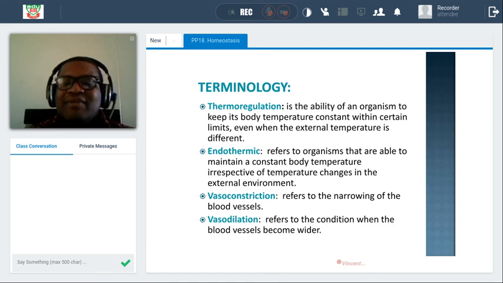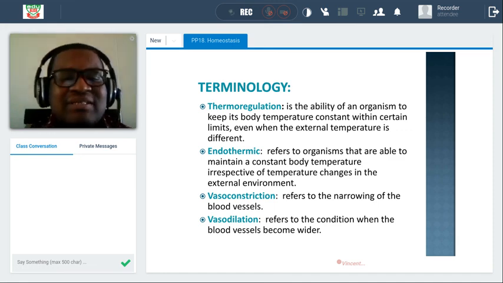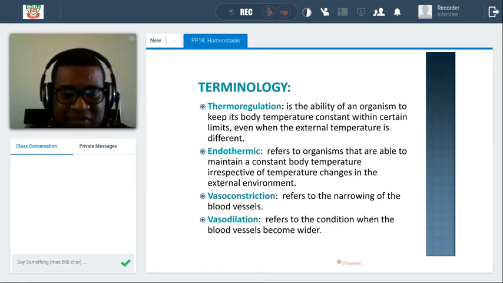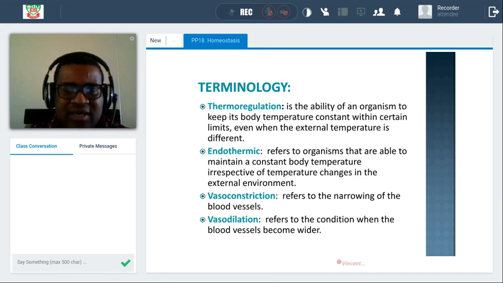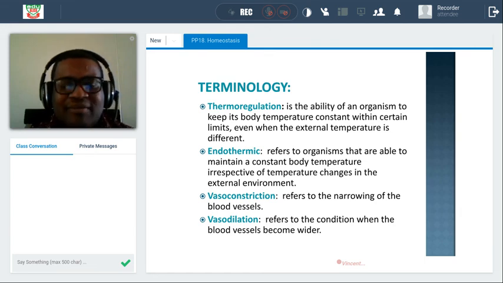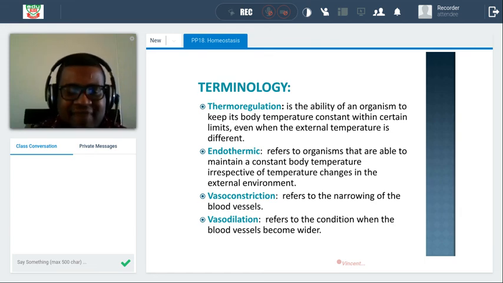Thermoregulation is the ability of an organism to keep its body temperature constant within certain limits, even when the external temperature is different. Endothermic refers to organisms that are able to maintain a constant body temperature irrespective of the temperature change in the environment. Vasoconstriction refers to narrowing of the blood vessels as a result of the environment being too cold, while vasodilation refers to the widening of the blood vessels as a result of the environment being very hot.